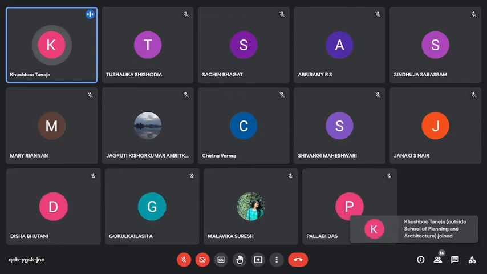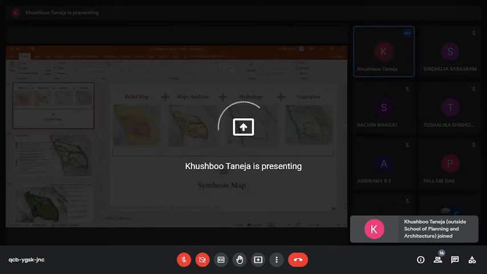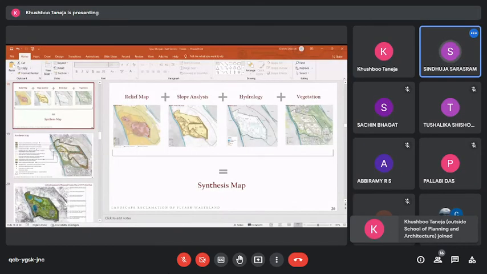Who are your faculties? Who's teaching? The channel is coordinating the studio. Other than that, we have Sonal ma'am and Anupama ma'am also.